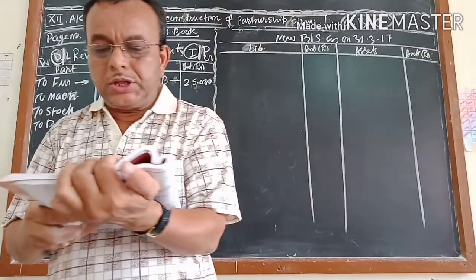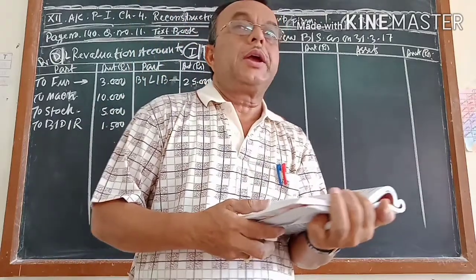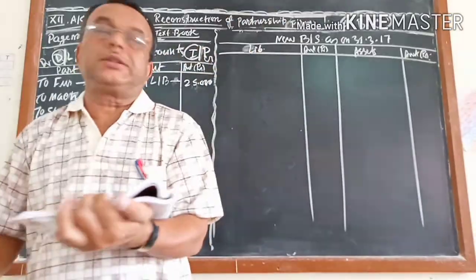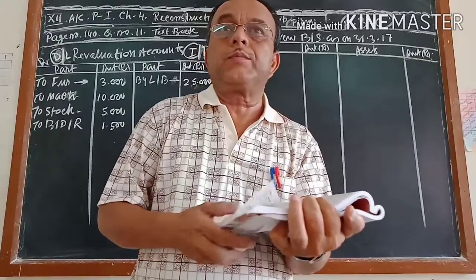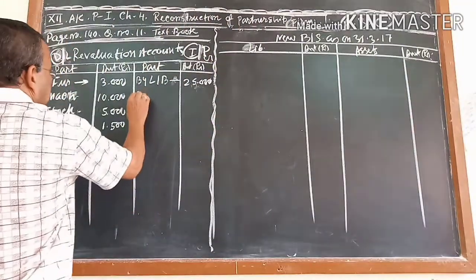Next is number 6. An amount of rupees 3,000 owed to the creditors is now not to be paid. Creditors को 3,000 रुपया पेमेंट देना नहीं है. Is that your loss or profit? That is your profit. So it will come on the profit side, credited by creditors.